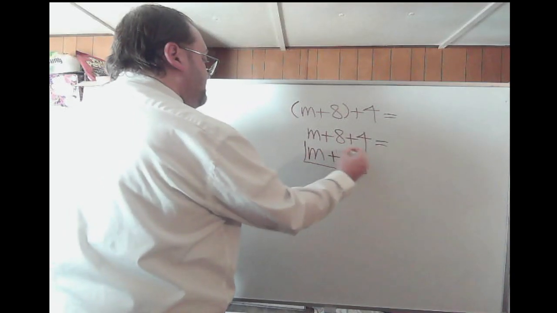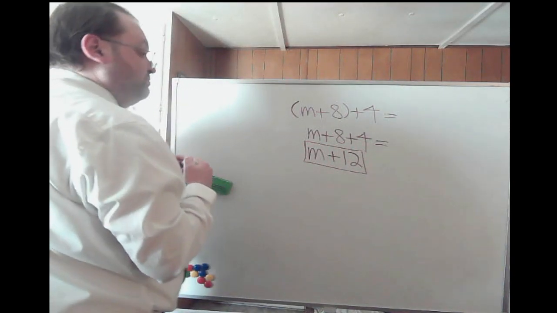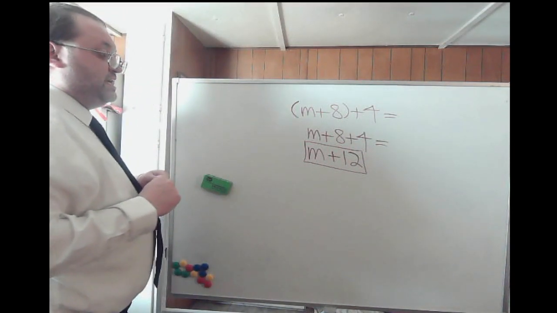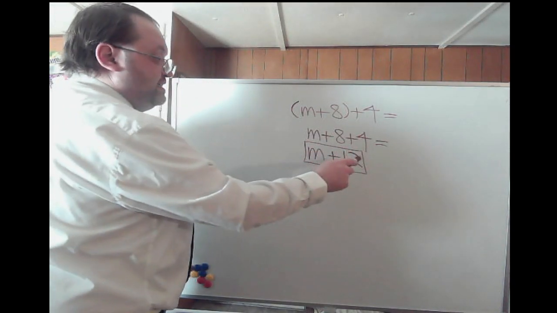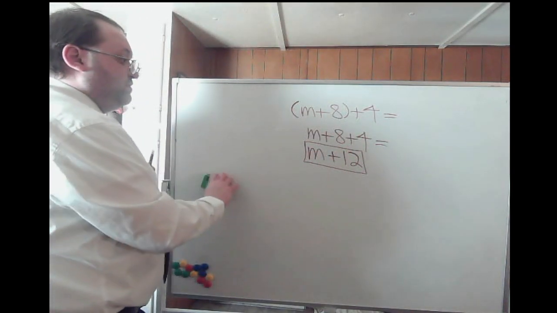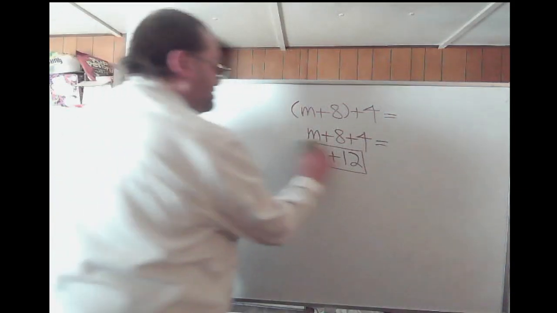So the answer I would get is m plus 12, because we only have one variable term, but we have two constant terms. 8 plus 4, that's 12. So you would get m plus 12.